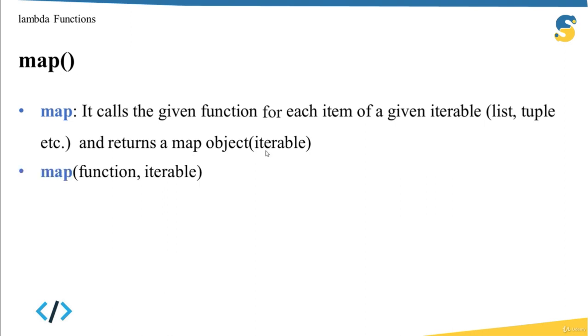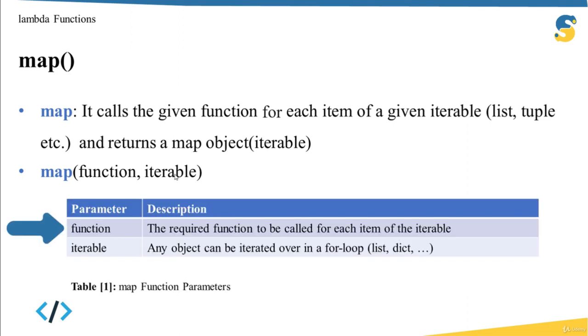So when you use map function, you have to put a function and an iterable, and map will call this function for each item inside this iterable. So the parameters are function, which could be a lambda function or a normal function, it's not a problem, and an iterable, which is any object that can be iterated over in a for loop. Now let's move back again to PyCharm IDE to see some examples about map function.